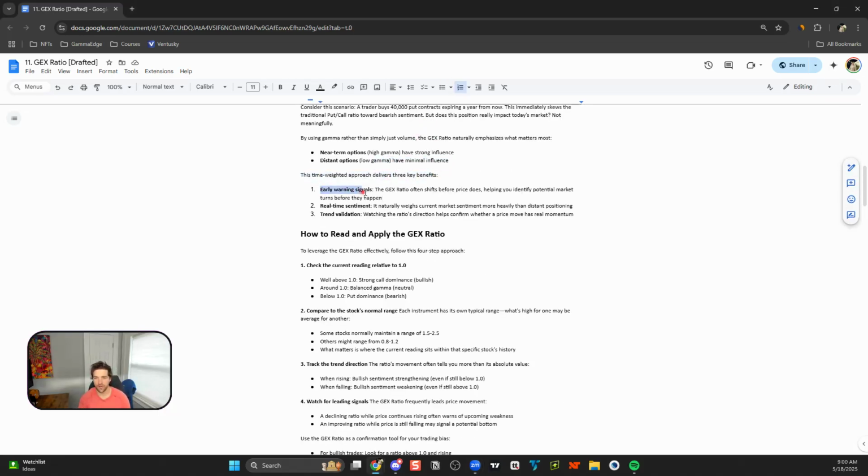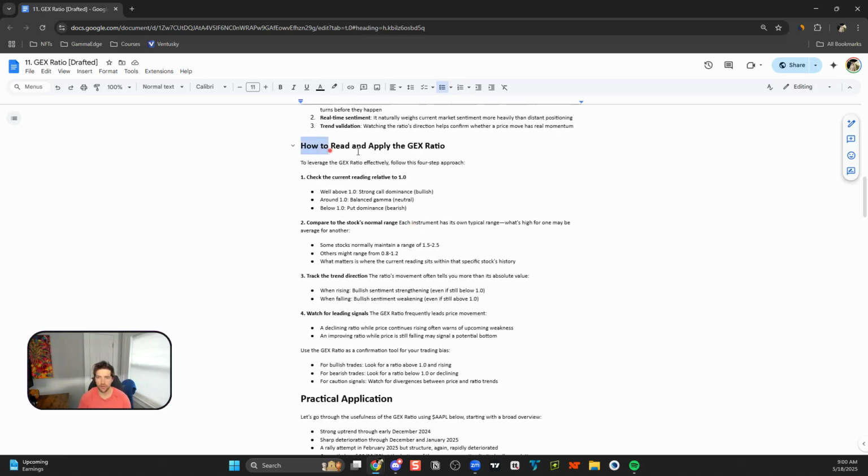First is that it acts as an early warning sign, as seen in the examples below. The GEX ratio often shifts before price does, helping us identify market turns before they happen. Second, real-time sentiment: it naturally weighs current market sentiment more heavily than distant positioning. And then it also helps with trend validation. Watching the ratio's direction helps confirm whether a price move has real momentum behind it or not.